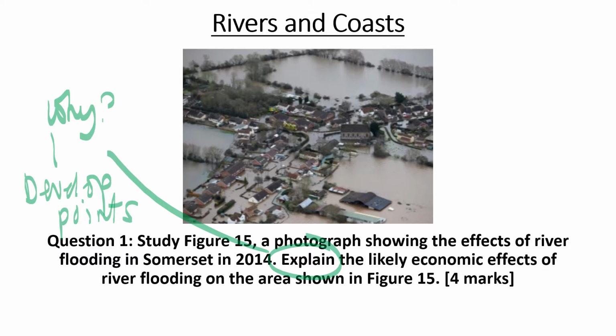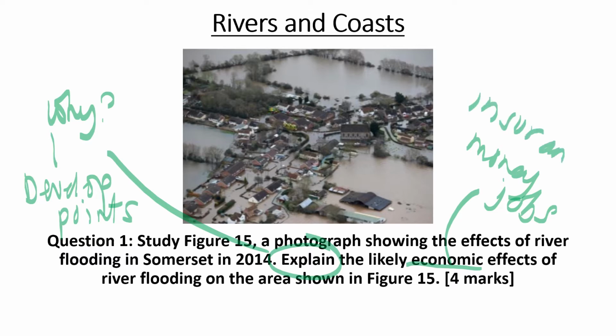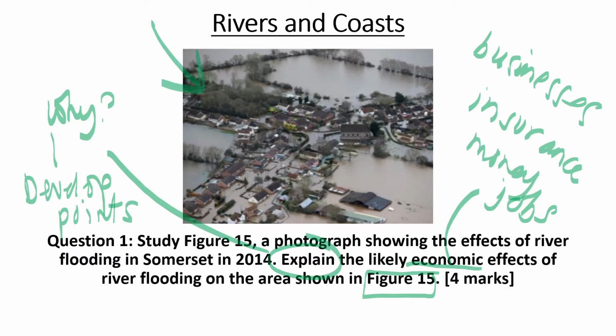Okay. Another key word is this one here, the economic effects. So this is to do with money, it's to do with jobs, it might be related to insurance, like the fact that people might put out insurance policies, and businesses. And then it's making us make reference to figure 15. So you're only talking about things that you can see in this figure. So let's move on then to see what a perfect answer would look like.